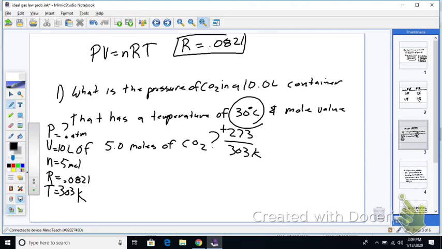So at this point we're solving for pressure, so we divide both sides by volume. When we do, pressure is equal to nRT over V. I'll have you guys plug those in and see what you get.